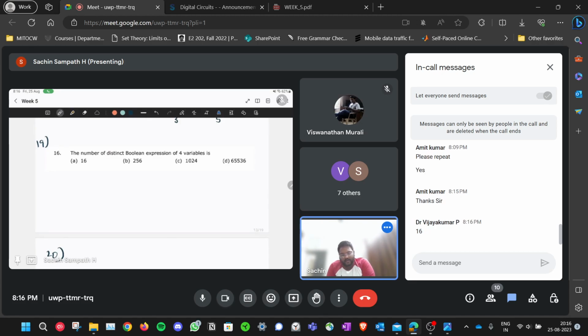There are 16 min terms, right? But each of those min terms can again be 0 or 1. By Boolean expression here, they don't mean one single term. They mean a Boolean function. So it could have any number of terms.